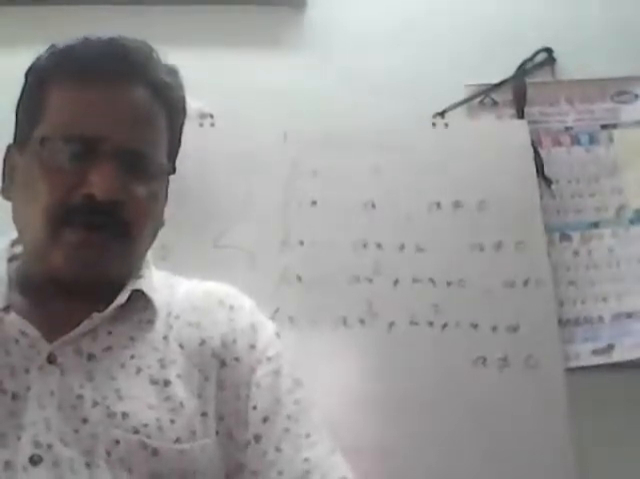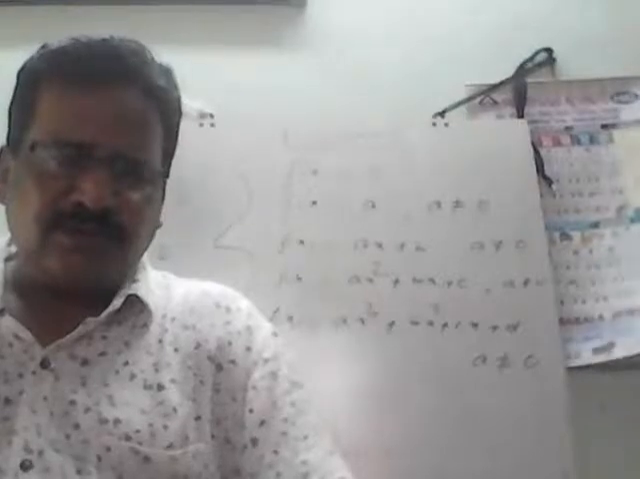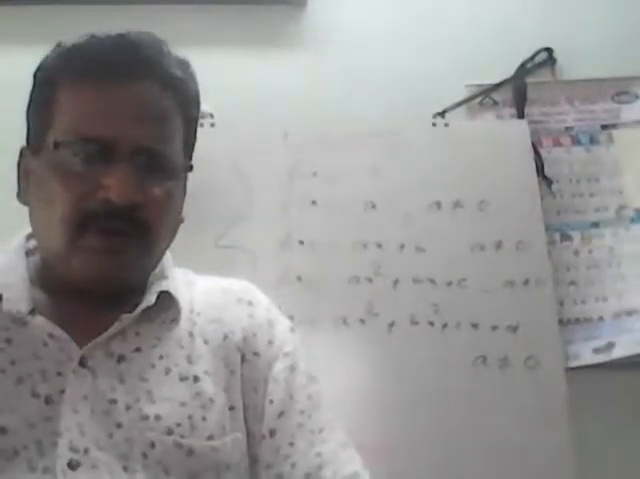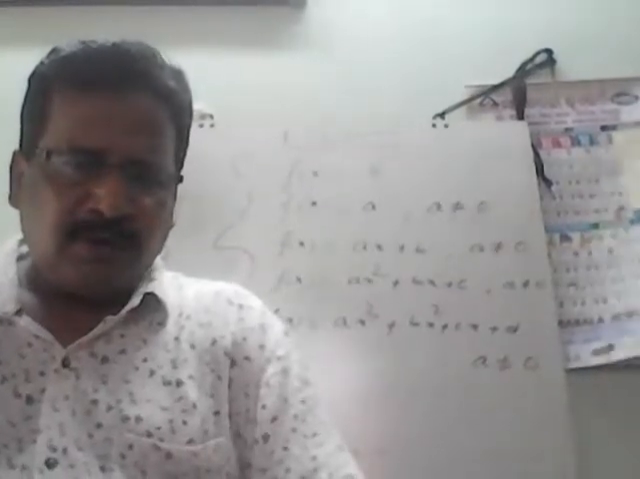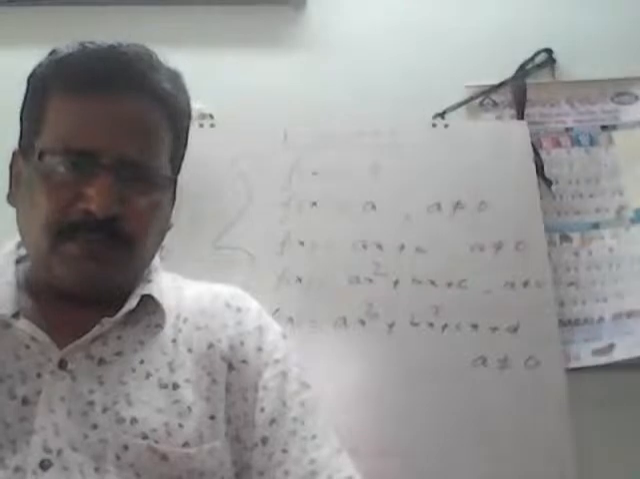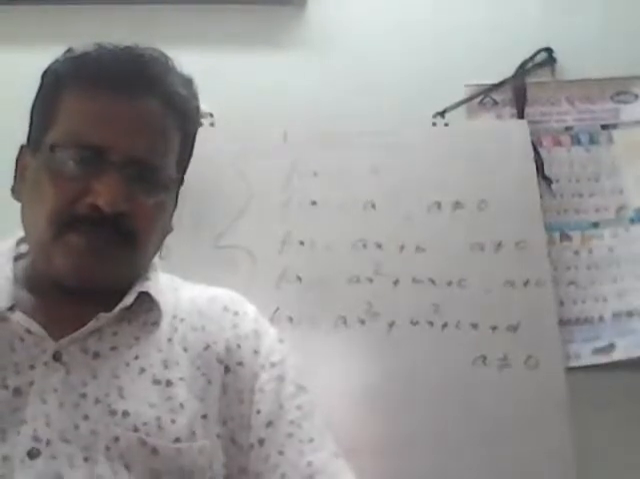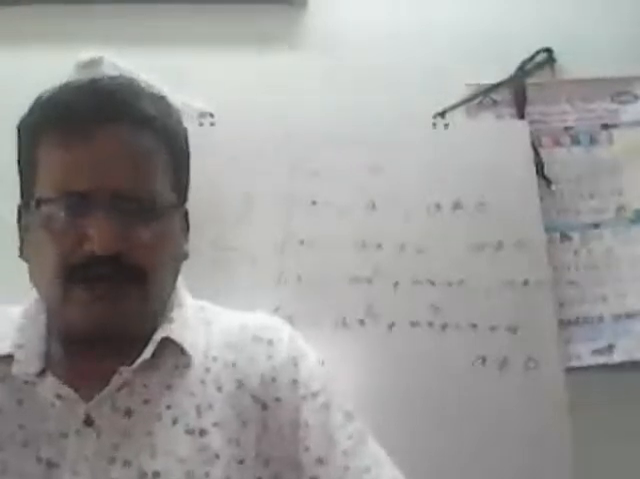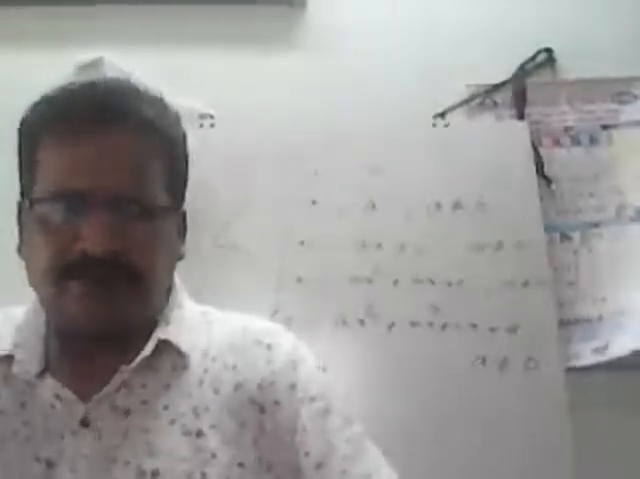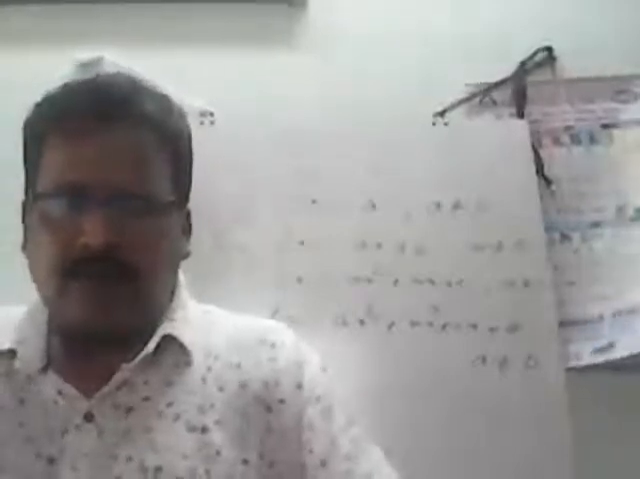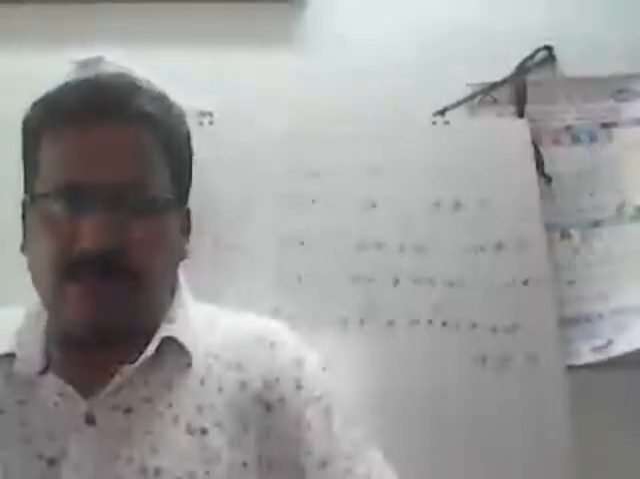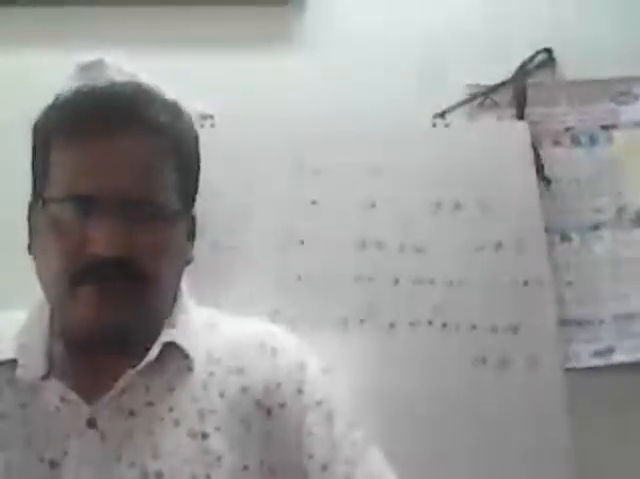Then constant polynomial, f(x) equal to a, where a is a non-zero real number. Here a is constant. f(x) equal to a means for every value of x, f(x) equal to a. Then next, f(x) equal to ax plus b is called a linear polynomial and its degree is 1.